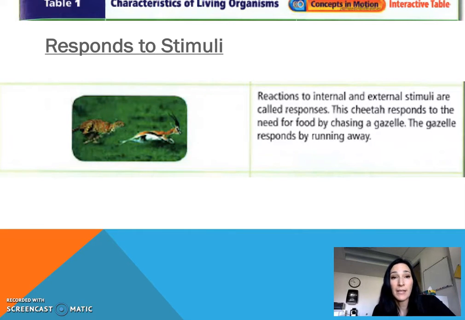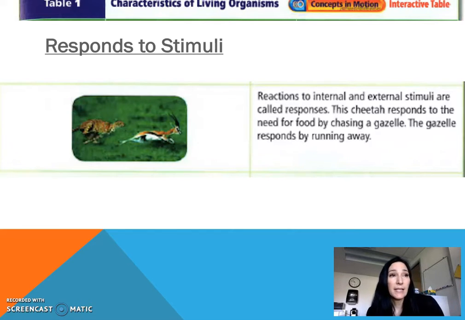Response to stimuli. So organisms must be able to respond to their environments. Right here, there's a picture of a gazelle that's running from a cheetah. So that's a really obvious response. But also, the response may not be something that's obvious to you. For an example, a plant.